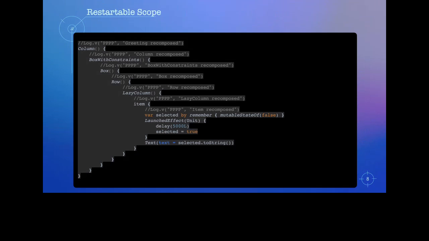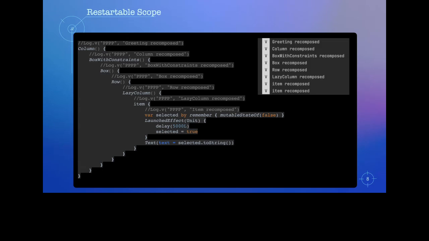But so selected is changed after 5 seconds. That invalidates the parameter passed to Text. And the Compose runtime will seek out the nearest ancestor with restartable scope and begin recomposition there. In this case, since the lazy list item is restartable, we don't have to go up the tree at all. We just stick with item, and that's the only one that gets recomposed. And we can see that in the printout from the logs here.